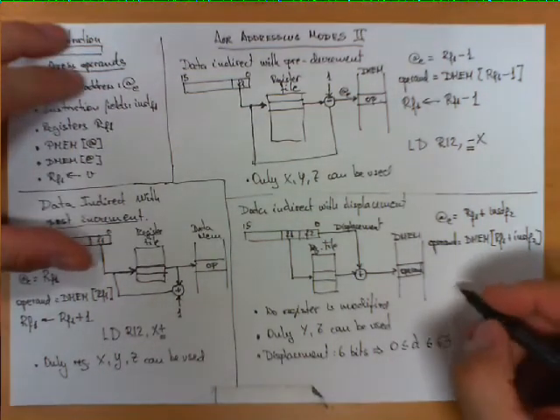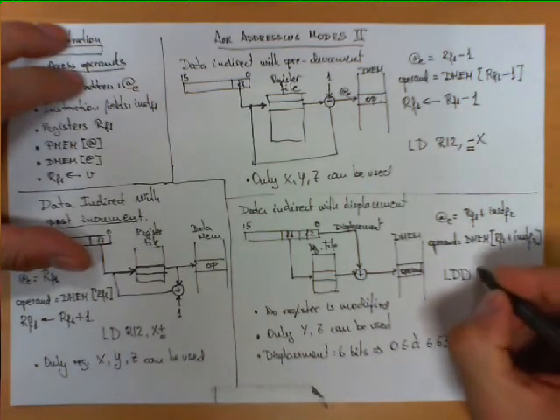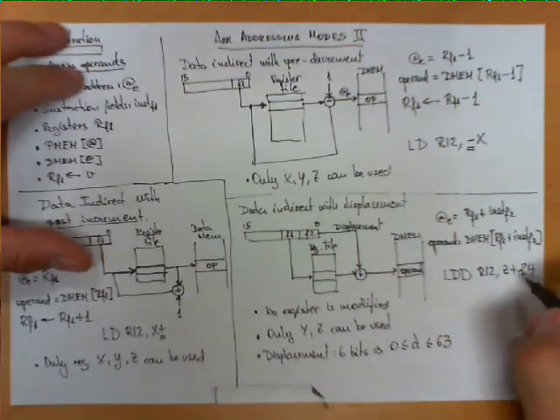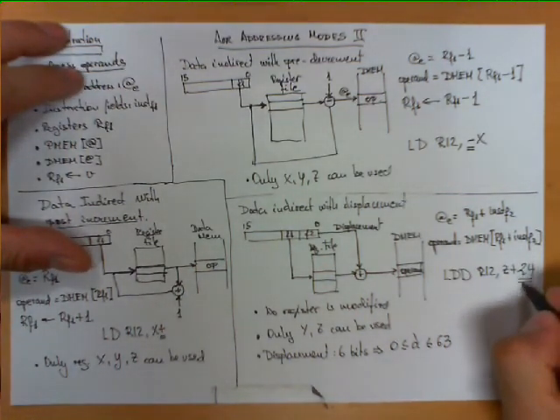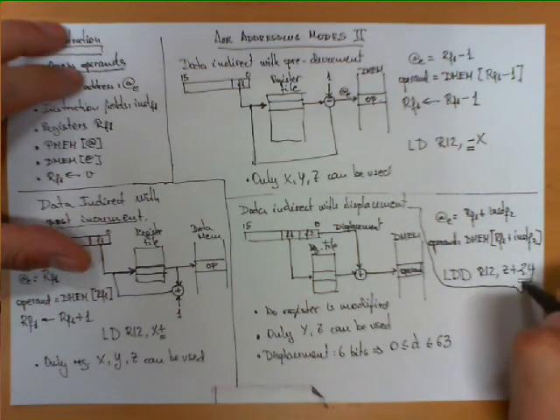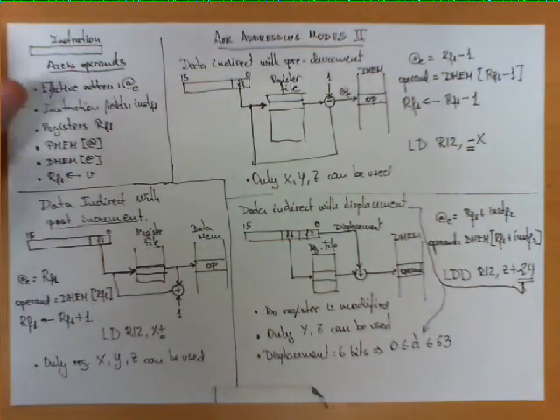And an example of an instruction using this addressing mode would be LDD R12, Z plus 24, for example. So this constant over here is the displacement, and is also the one that must satisfy being in the range from 0 to 63.